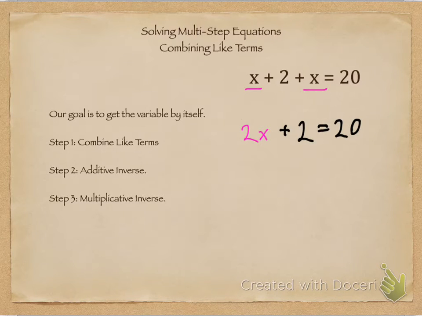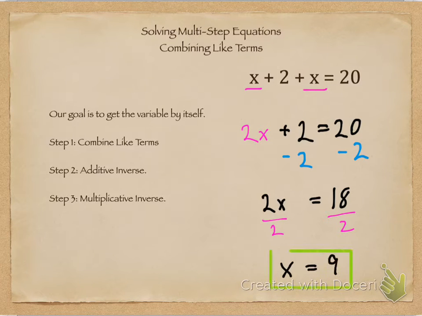We're then going to do the additive inverse, which is the opposite of adding by 2, which means subtract by 2 to both sides. Our result will be 2x equals 18. We're then going to do the multiplicative inverse, which means we're going to do the opposite of multiplying by 2, and we're going to divide by 2 to both sides. Our result will be x equals 9.